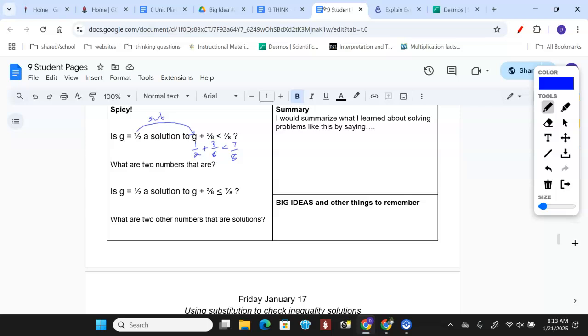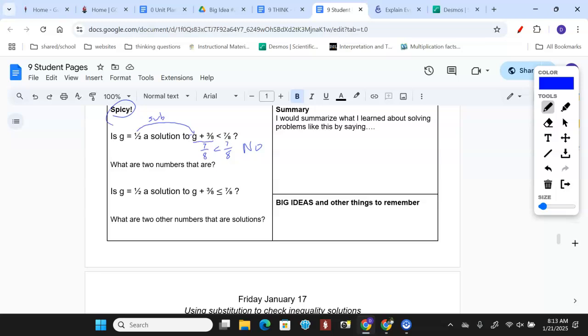So if I erase what I wrote here, when I do my substitution, I get 7/8 for this. Is that less than 7/8? No, it's exactly equal. So 1/2 was not a solution there. This is spicy, so spicy you need to be able to do fractions, they count too. So 1/2 was not a solution there.